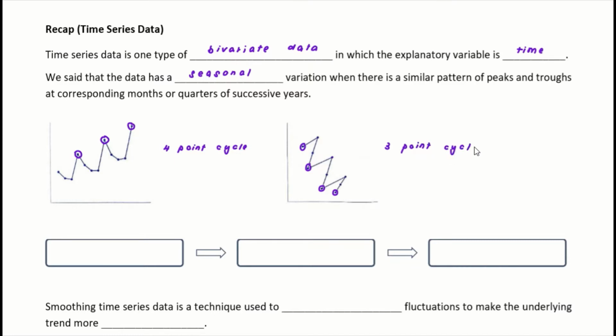This is just a quick revision on how you identify how many points are in a cycle. We can also call each point a season.